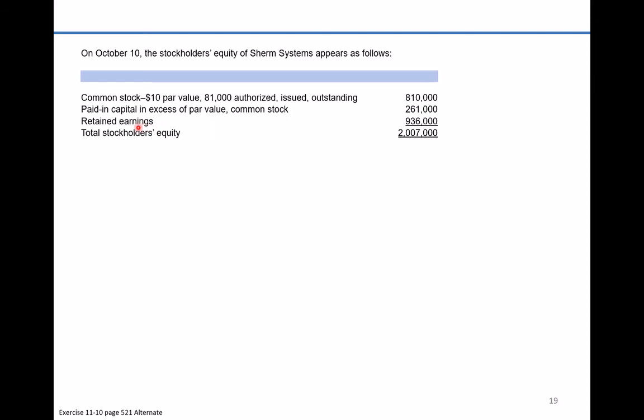Next up, paid in capital in excess of par value, common stock. That shows us $261,000. What does that really mean? Well, it means when the company sold this common stock, it sold it for above the $10 par value. That additional amount, that kicker that people paid for the stock, is simply credited here in that additional paid in capital excess account in the amount of $261,000. Also in its equity section, the company reports retained earnings of $936,000. So altogether, the total stockholders' equity is $2,007,000.